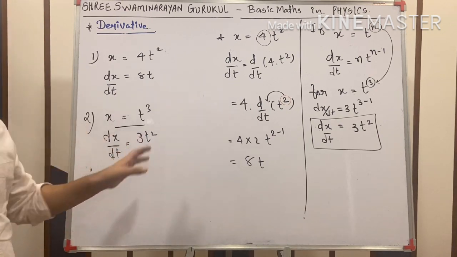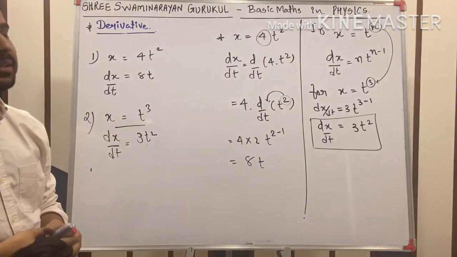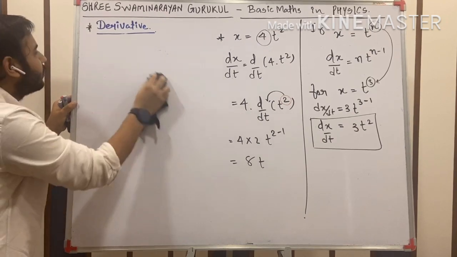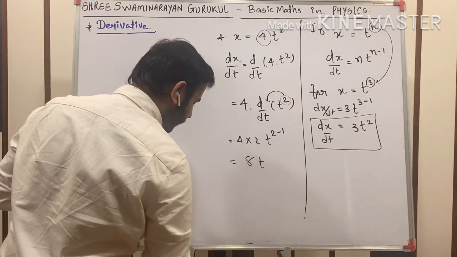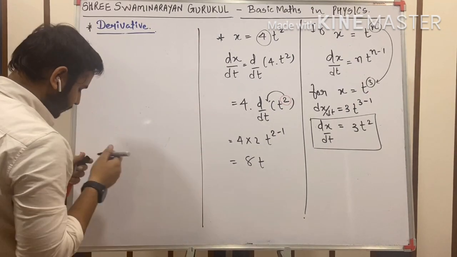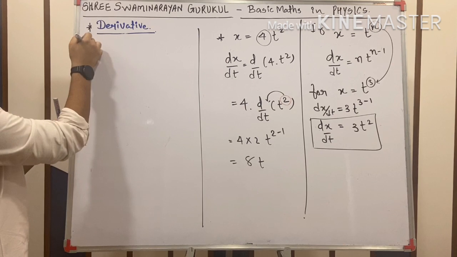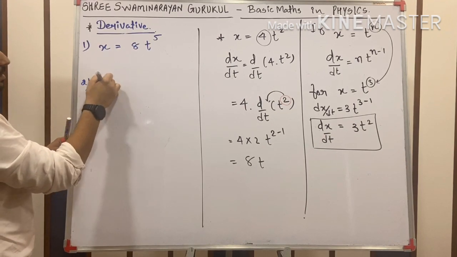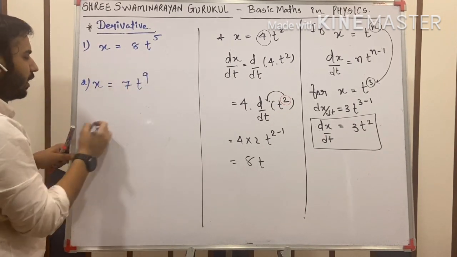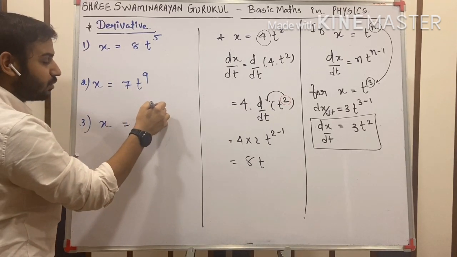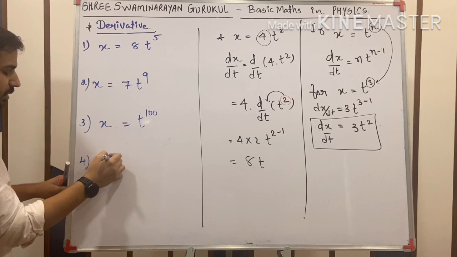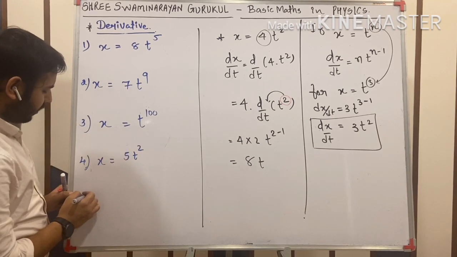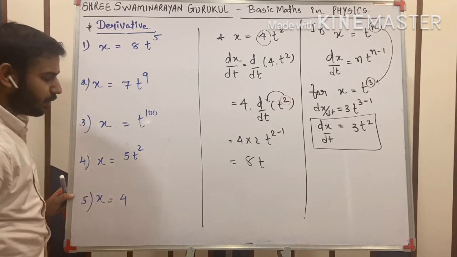Okay, you can solve a number of questions with the use of this simple formula. Let me solve 5 different questions right now with the use of this formula. First, x is equal to 8t raised to 5. Second, x is equal to 7t raised to 9. Third, x is equal to t raised to 100. Fourth, x is equal to 5t square. And fifth, x is equal to 4.